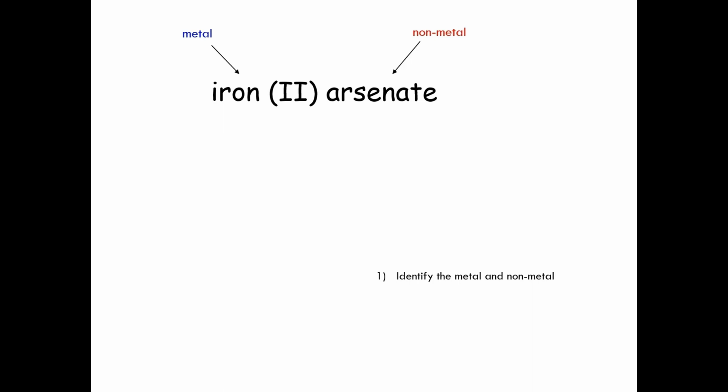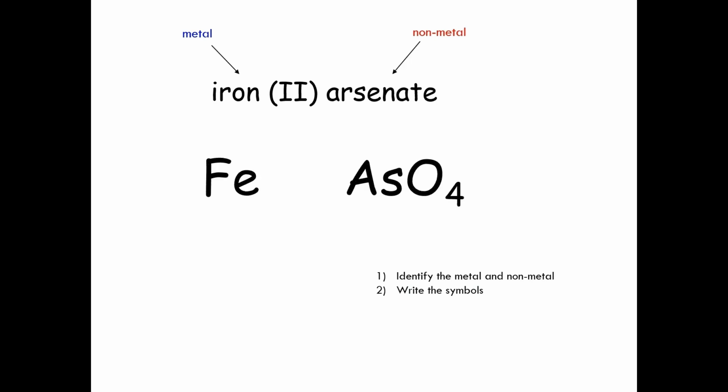The next step is to write the symbols for the metal and the nonmetal component. I know from the periodic table that iron is symbolized by Fe. And I know from the polyatomic ion chart that arsenate is symbolized as AsO4. Next, write the charges. The Roman numeral 2 in the name indicates that iron will have a charge of 2 positive. And I know from the polyatomic ion chart that arsenate will have a charge of 3 negative.